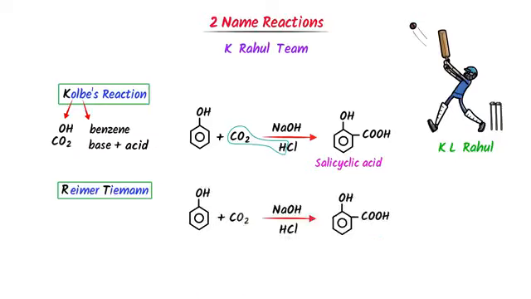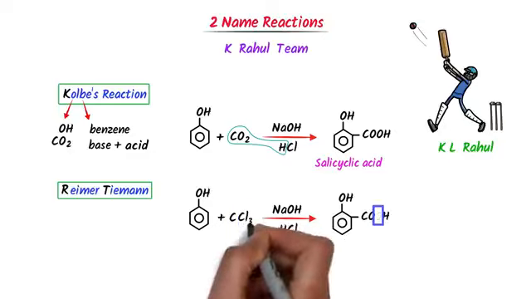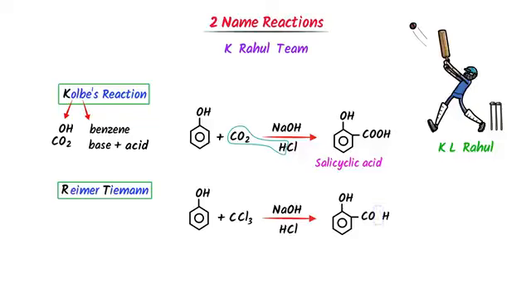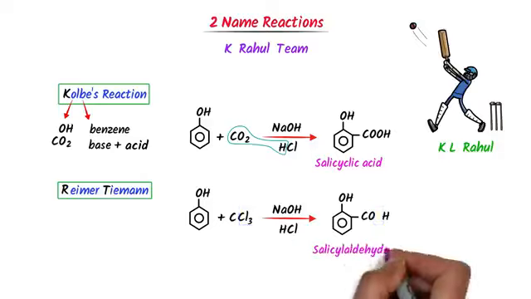Now listen carefully. I cut this O2 and this oxygen of COOH. I replace only the O2 by Cl3. Let me repeat it. I cut this O2 and this O of COOH. I replace only this O2 by Cl3. We get a new substance and we call it salicylaldehyde. Thus this is the Reimer-Tiemann reaction.